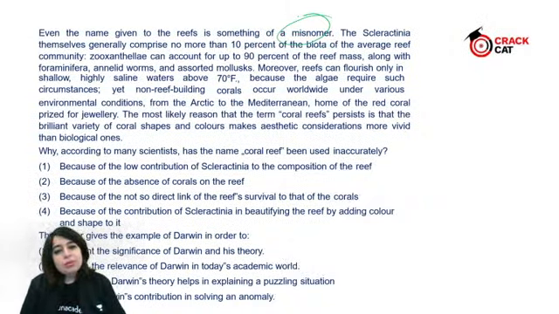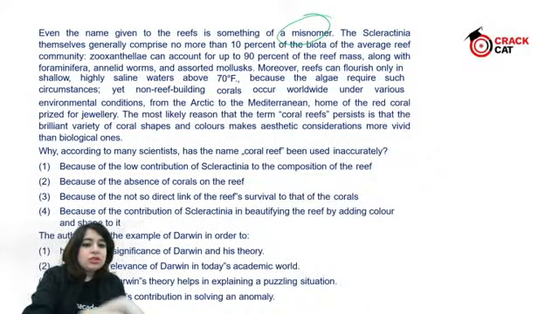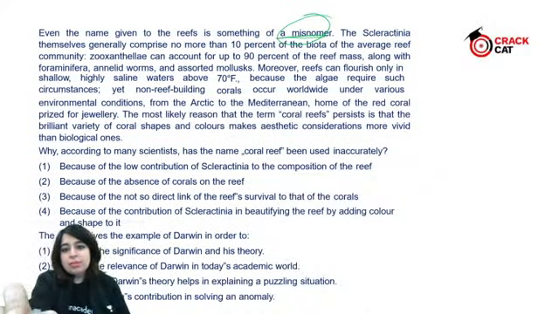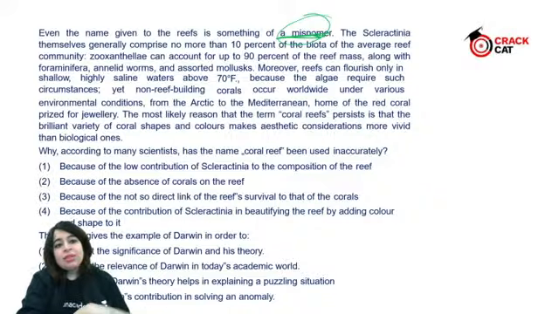And then they have talked about how the name given to reefs is kind of a misnomer. It is wrong. It should not have been the correct name or something like that. So this is what is there in the passage. Let's look at the questions here. It says, why, according to many scientists, has the name coral reef been used inaccurately? This is the line mentioned here itself: even the name given to reefs is something of a misnomer.